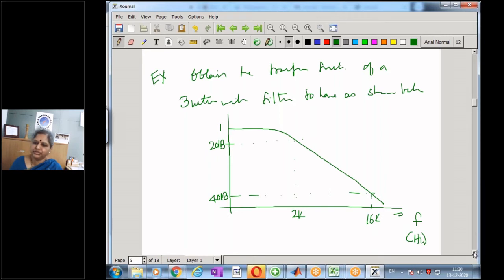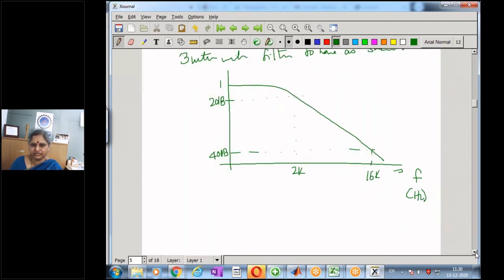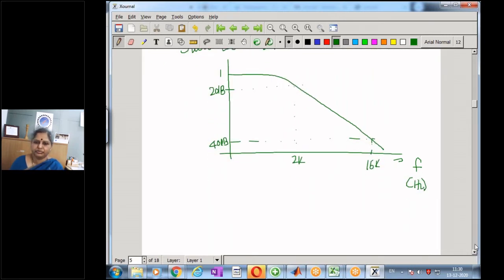Frequency in hertz. It should not matter, because they both have just a scaling factor of 2 pi. So this is what is given, and from this we need to first compute the order of the filter which is going to satisfy the desired specification. We are not given the cutoff frequency.